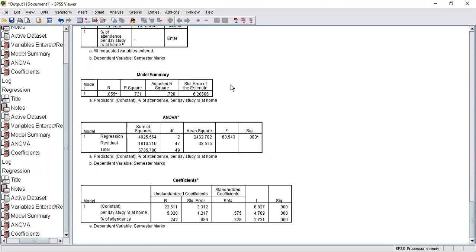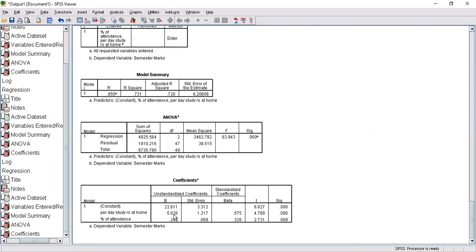And the model is significant because the F significance value of the ANOVA table is less than 5%, which means my multiple regression model is validated. Now there are two independent variables, percentage of attendance in class and study hours at home. The beta coefficients are 5.8 and 0.24.